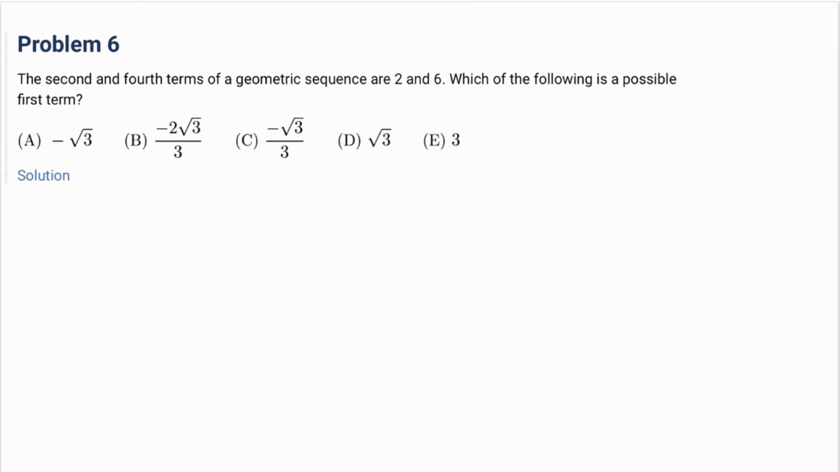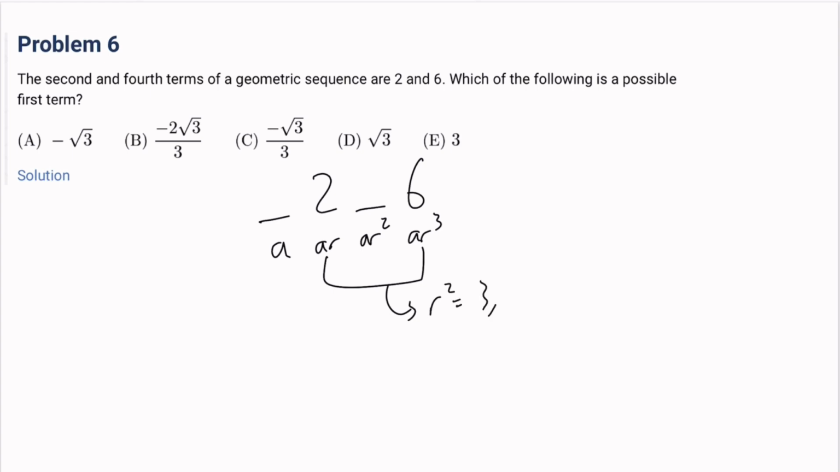Which of the following is a possible first term? So we have something, 2, something, 6, and if we say that the first term is a, and the common ratio is r, then we would have ar squared and ar cubed, right? So from these two, we get that r squared equals 3. So r would equal plus or minus root 3, and since ar equals 2, a would equal 2 over r, so this would be 2 over plus or minus root 3.